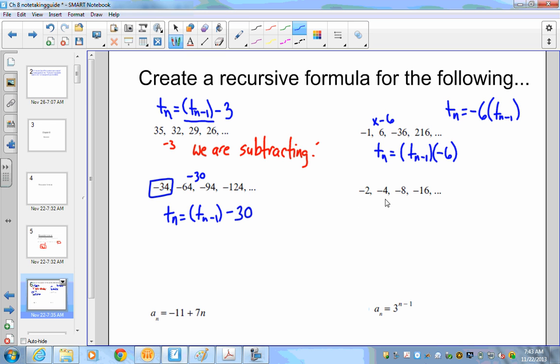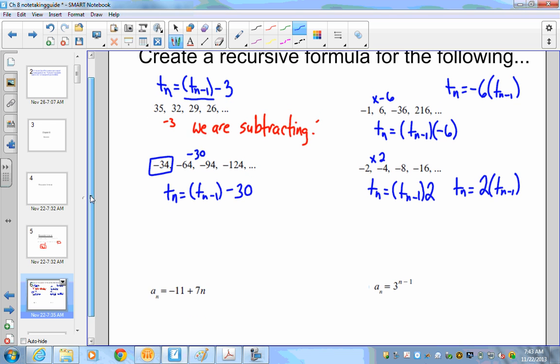All right, the next one here: negative 2, negative 4, negative 6. Okay, I think we are multiplying by positive 2. So same as last, we're taking the previous number, Tn minus 1, and then multiplying it by 2. Now, if you want to write it a more familiar way, you can write Tn, and that is 2 times Tn minus 1. And there's our answer.